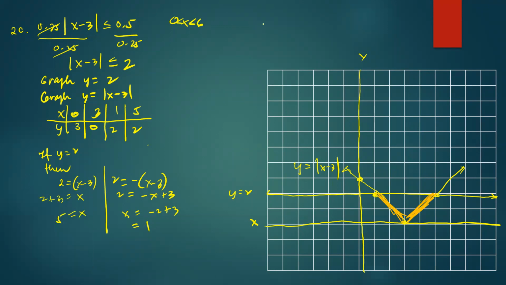So meaning our solution is, what's the value of x here? The value of x here is 1. The value of x here is 5. So that is x is greater than or equal to 1, but less than or equal to 5.